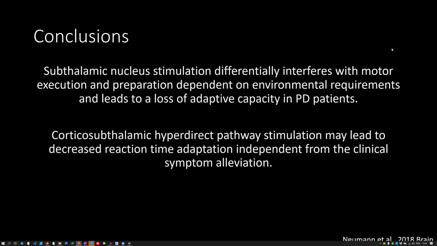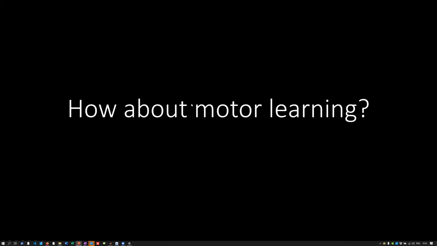So this is the first part of my lecture, and I would like to conclude that the subthalamic nucleus stimulation differentially interferes with motor execution and preparation that is dependent on environmental requirements and leads to a loss of adaptive capacity in PD patients. Cortical subthalamic hyperdirect pathway stimulation may lead to decreased reaction time adaptation independent from the clinical symptom alleviation.